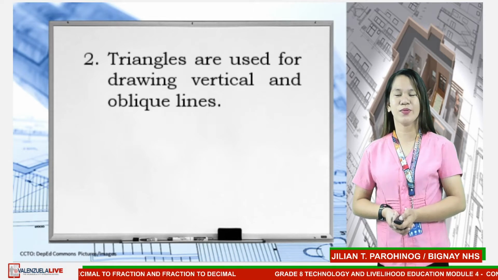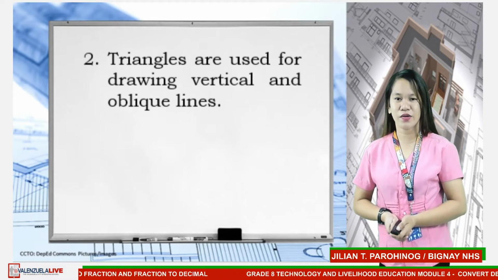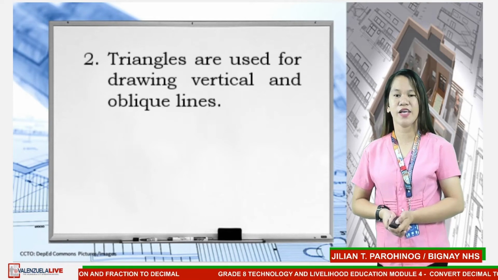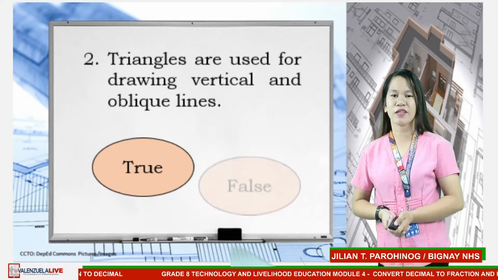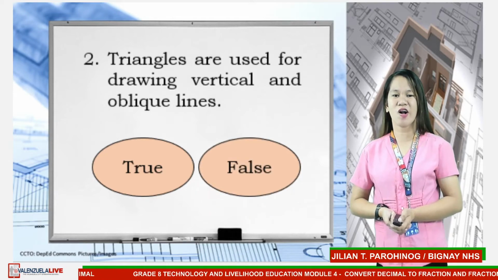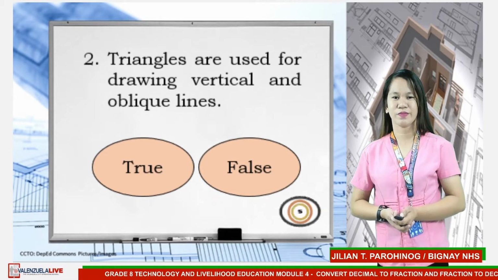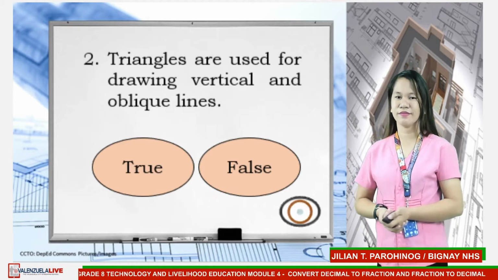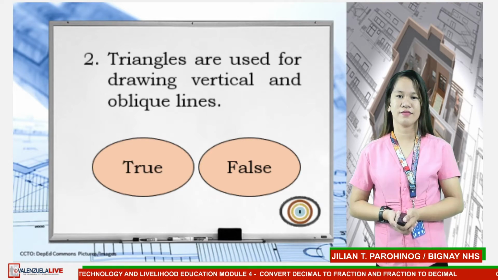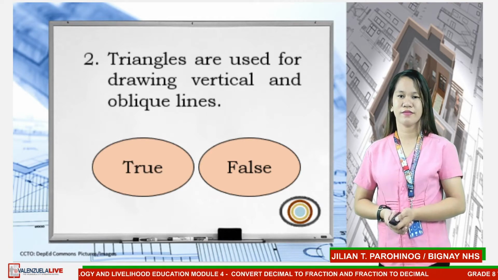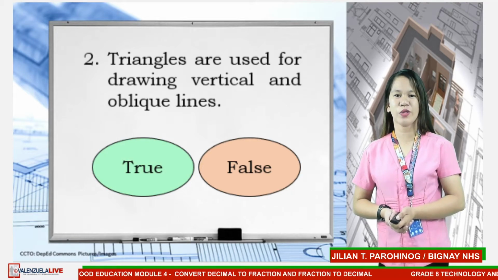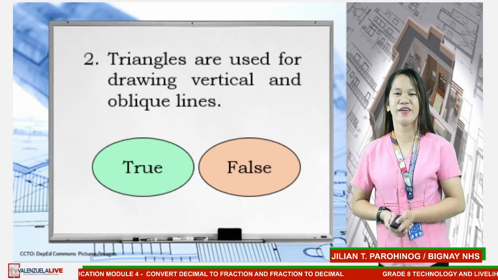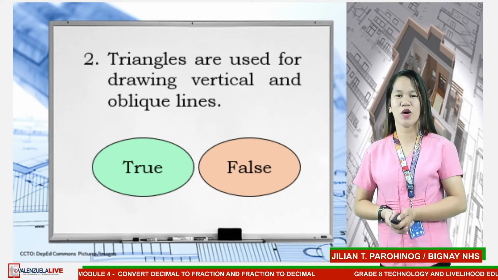Number 2. Triangles are used for drawing vertical and oblique lines. Is it true or false? Your timer starts now. Time's up. The correct answer for number 2 is true. Very good. Let's have number 3.